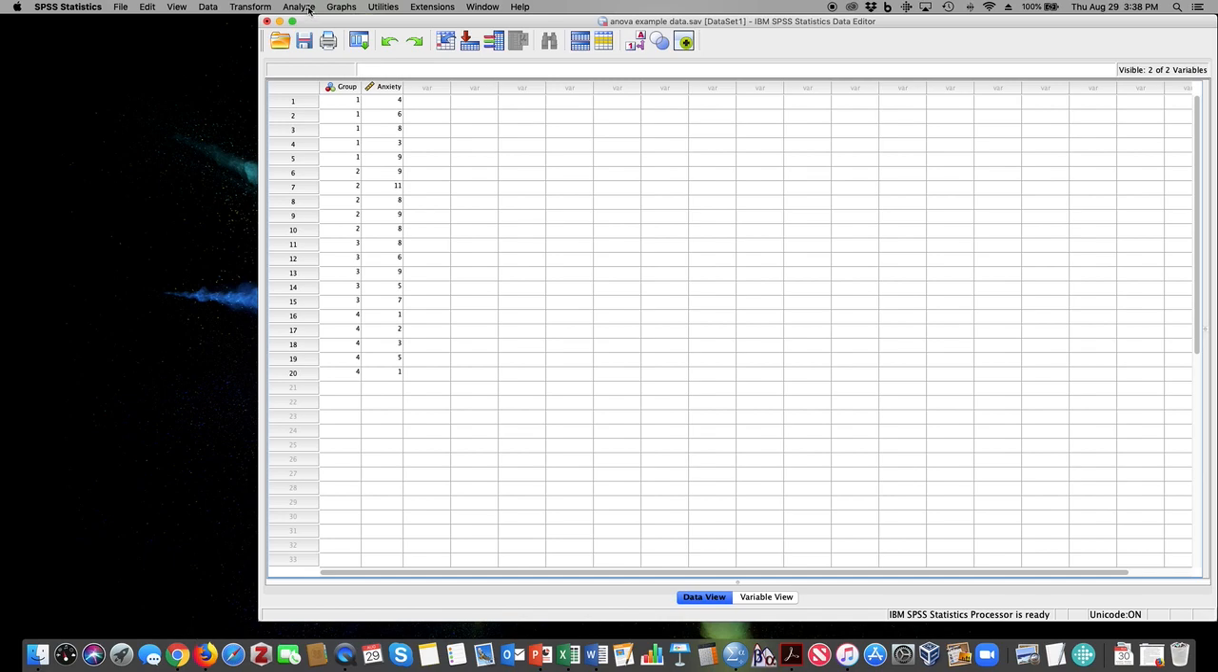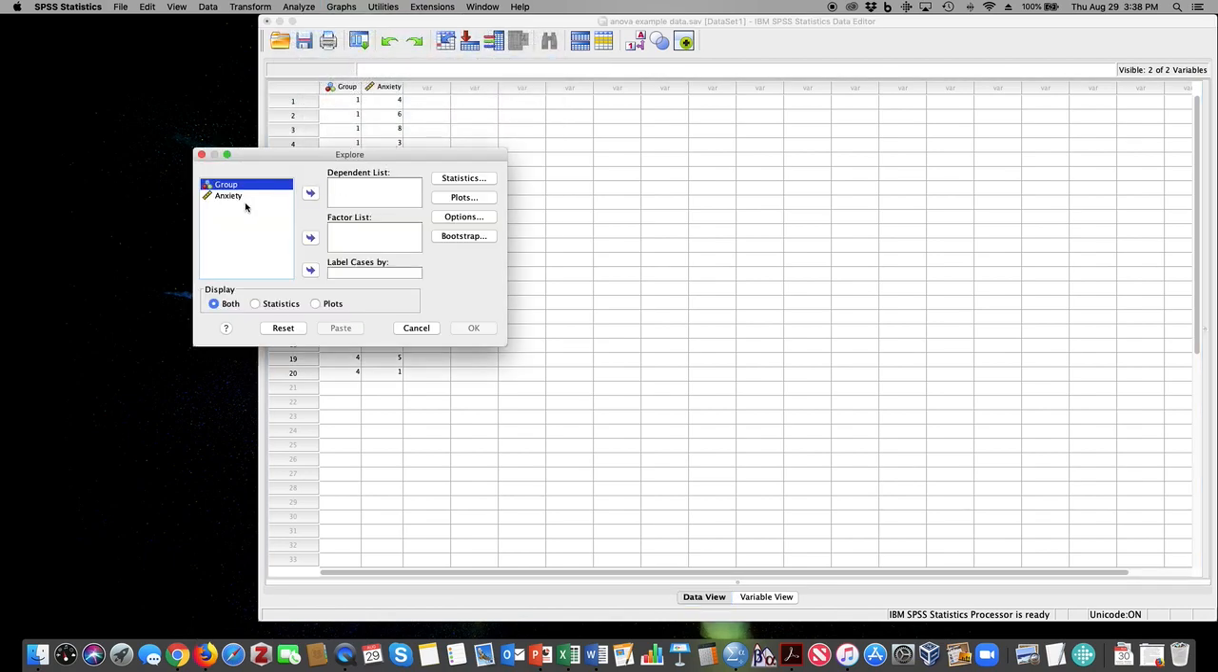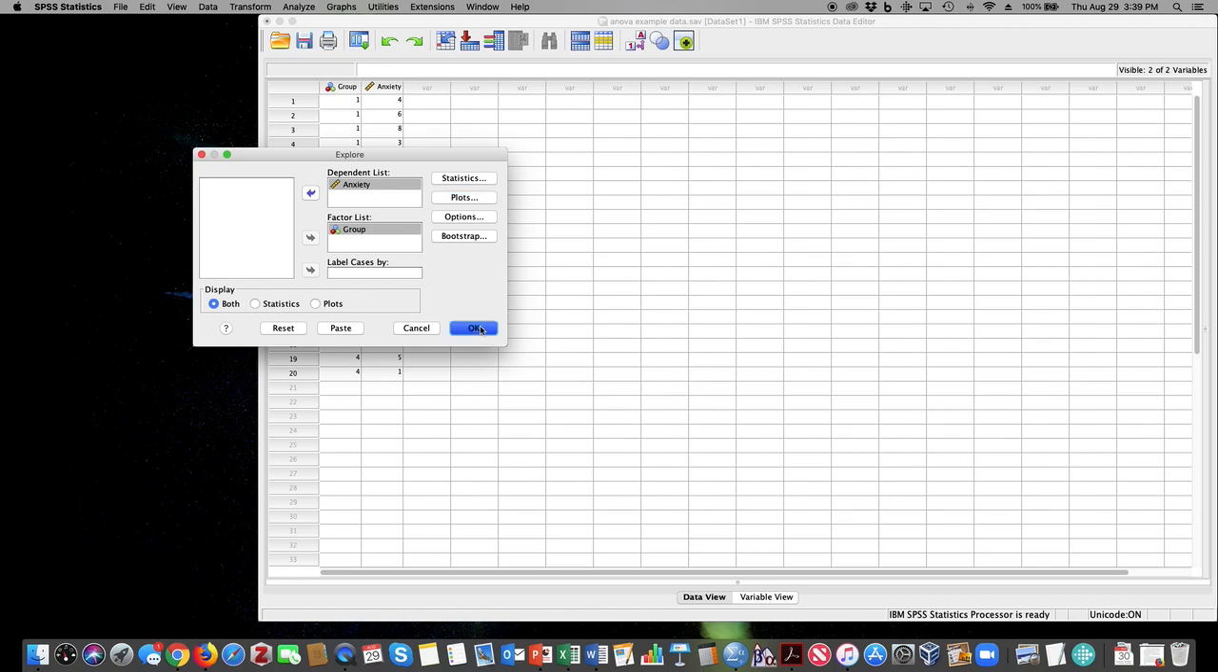I go to Analyze, Descriptive Statistics, and Explore. Remember that we want to see if our groups are normally distributed. I put my dependent variable here, and I'm going to click on plots. Some people like to look at stem and leaf plots. They're nice. I don't need them, but I'm going to look at them. Sometimes we look at normality plots when we have larger sample sizes. I like to look at the box plots. From here, we go to Continue, and we hit OK.